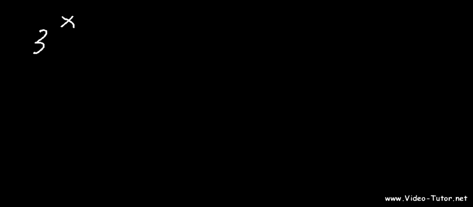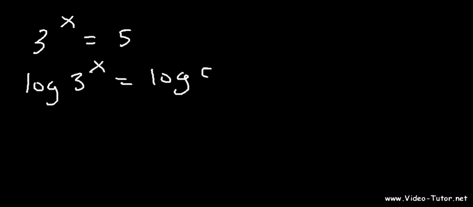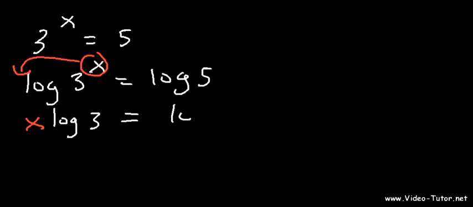So let's say we have 3 to the x is equal to 5. The first thing you want to do is take the log of both sides. So you have log 3 raised to the x is equal to log 5. And then what you need to do is move this x to the front. That's a property of logs, and it's completely okay to do that. And then you get x log 3 is equal to log 5. And then you have to get x by itself, so you need to divide both sides by log 3.